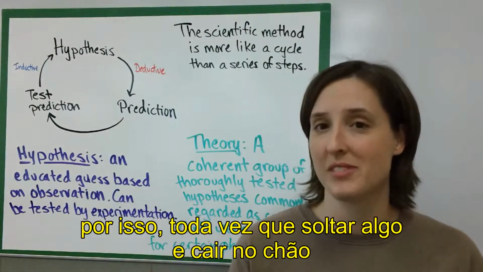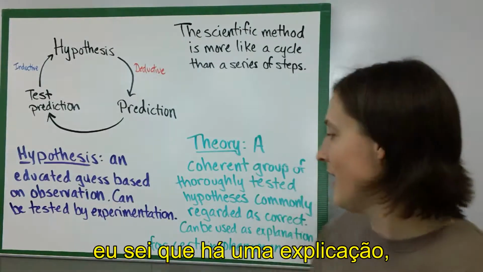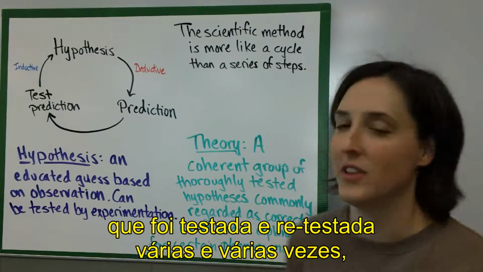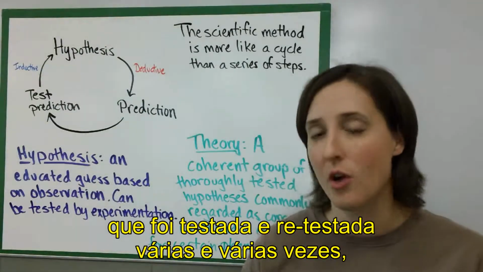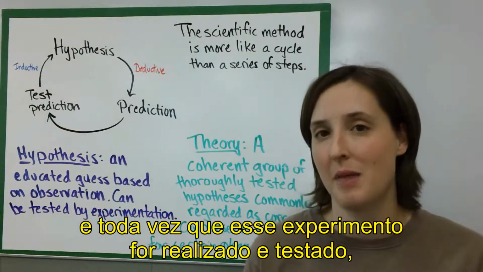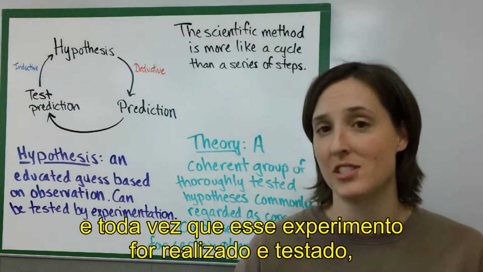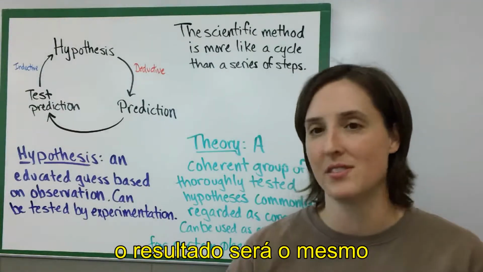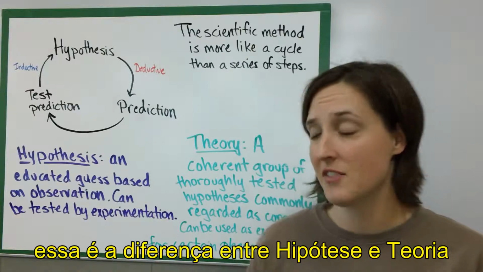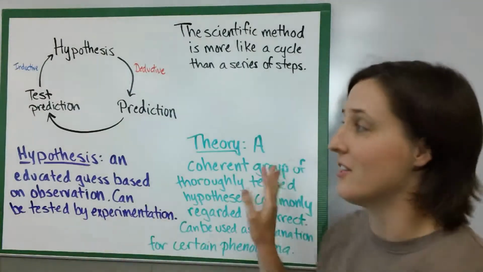So every time I drop something and it falls to the ground, I know that there is an explanation for that that's been tested over and over and over again. And every time that experiment has been tried and tested, it comes out the same way, no matter what. So that's the difference between a hypothesis and a theory.